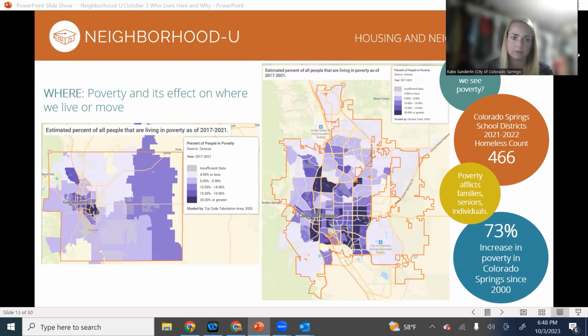Can I add a comment? Yes. I think it's very telling that there's a lot of black or dark purple areas around our university, UCCS, as well as our military bases. There's a lot of poverty you're seeing on the Air Force Academy and in Fort Carson by your standards as well. And I think that's really telling.